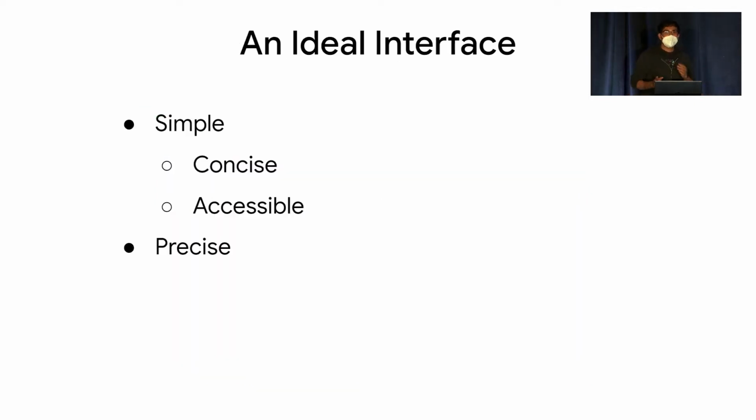Now, we've all seen interfaces like these, and they're really indispensable if you want to build large and complex systems. And any good interface must provide a balancing act between simplicity and precision. And by simplicity, I mean two things. One is conciseness, so how small the interface is with respect to the actual underlying implementation. And two is accessibility, so how easy it is for an ordinary developer to actually understand the interface.